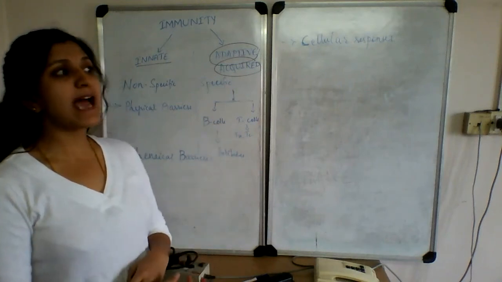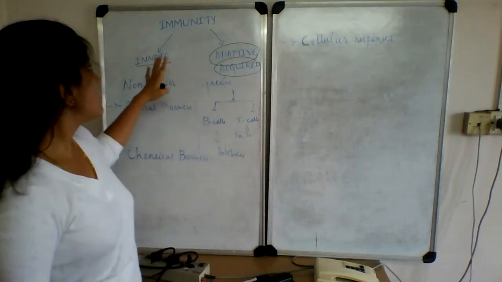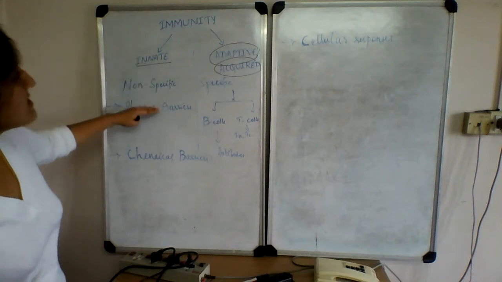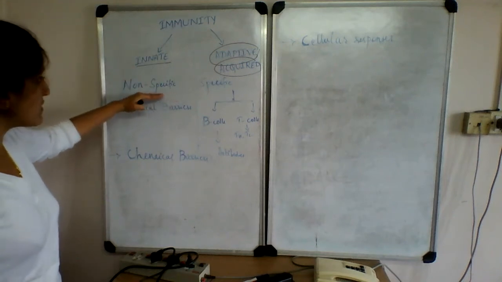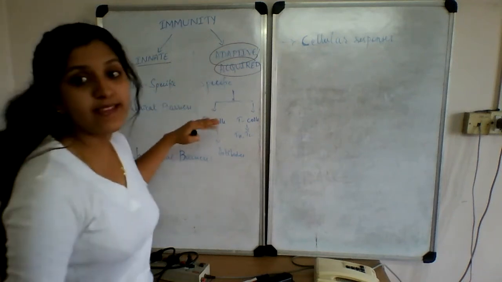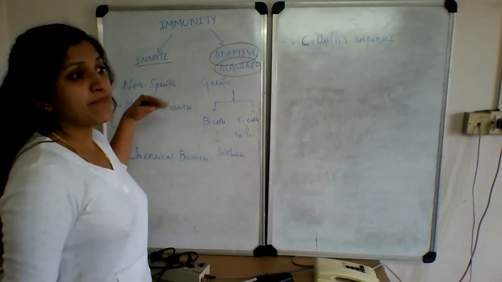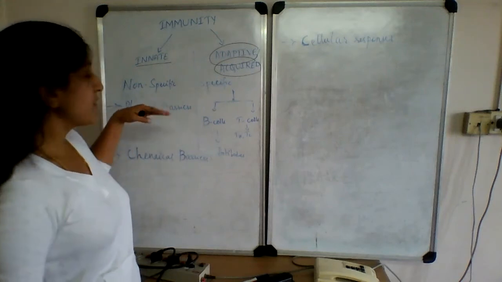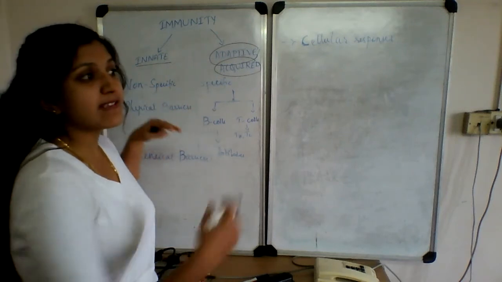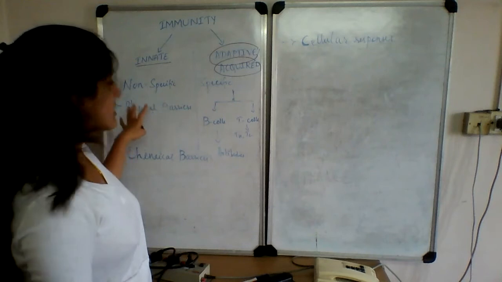So what exactly is it? In innate immunity, by birth we have this defense mechanism and it is non-specific. It does not think about whether this microbe belongs to us or not. It just recognizes that this is a foreign particle and kills it off.